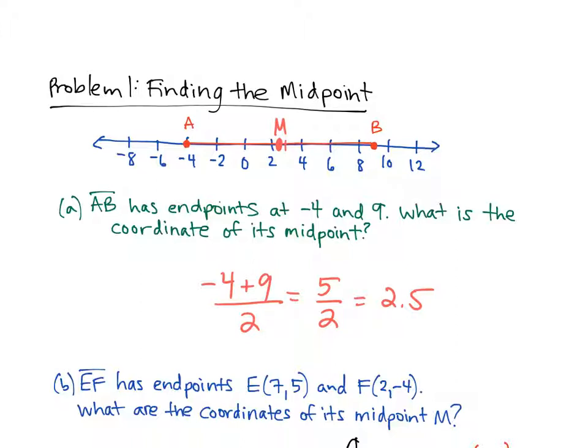Right, and you can check it by counting in this case because we can see it, right? This is 1, 2, 3, 4, 5, 6.5. 1, 2, 3, 4, 5, 6. 6.5. There we go. So that's right.